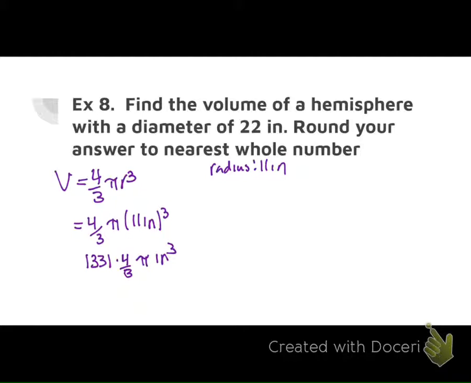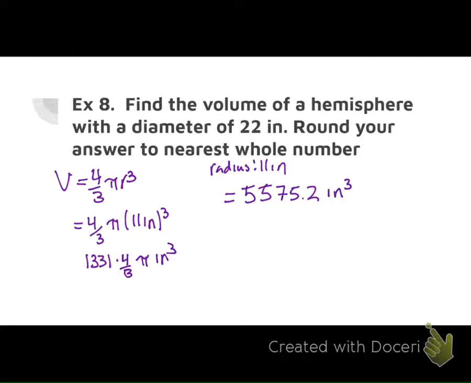So when you put this in your calculator, you're going to put 1,331 times 4 times pi divided by 3. 5,575.2. If you know, you can just type all of it in. You can type it all at once. Oh, why did you say that first? Because I want to show you the steps.